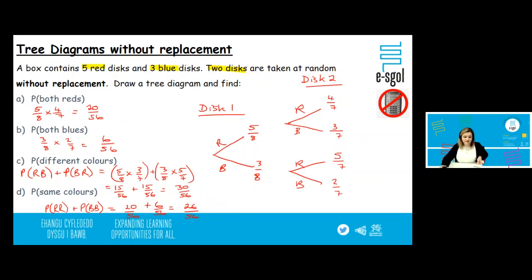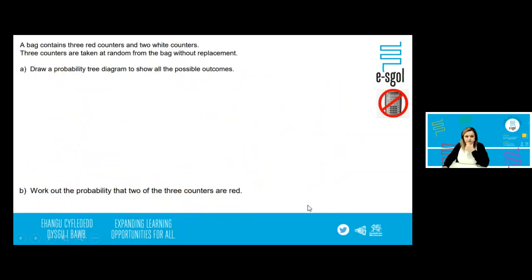So I've covered every option there for you to try. Okay, so you try the next one. I'll pause and give you some time and then I'll come back in and go over it.